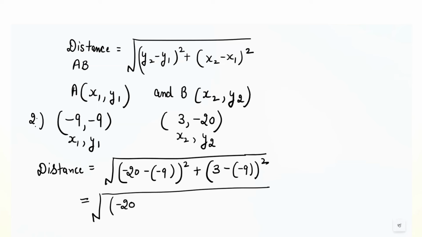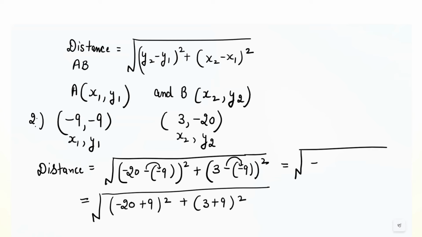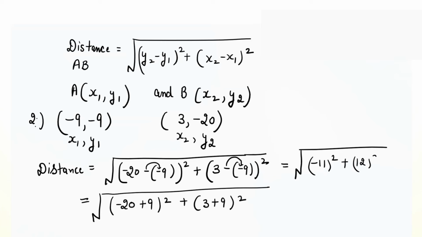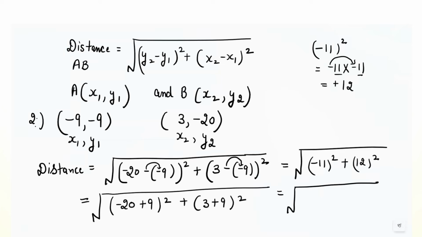Which is equal to the square root of (-20, bracket). Now this negative and negative will multiply. We get plus 9, whole square, plus 3, negative into negative is again positive, so plus 9, whole square. Now -20 plus 9 is -11, whole square, plus 3 plus 9 is 12, whole square. When we take the square of a negative number, we always get a positive number, because -11 square is -11 into -11. Negative into negative is positive, and we get 11 into 11, which equals 121.